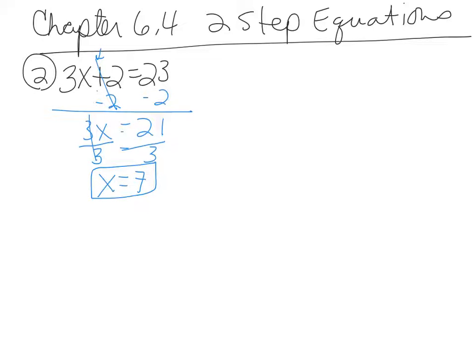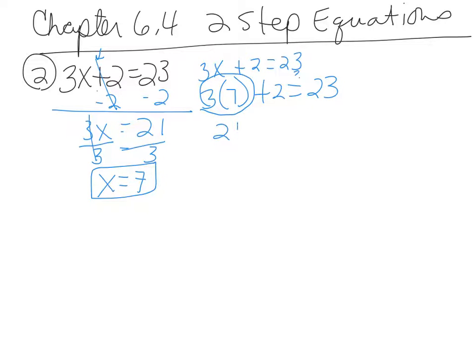Box that in, and the directions say to check it, so let's check it, and it's at least 3 steps. So 3x plus 2 equals 23. That's the original equation. Then you substitute 3 times 7 plus 2. Does that indeed equal 23? Order of operations says multiply first. So 3 times 7 is 21 plus 2 equals 23. And indeed, 23 equals 23. And you do not need that step, but you need all the rest of them.